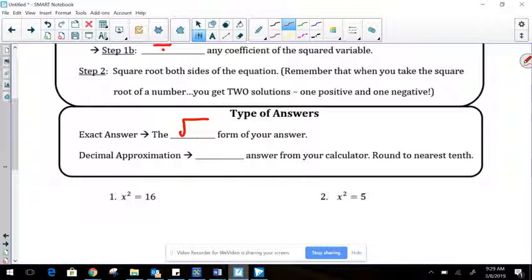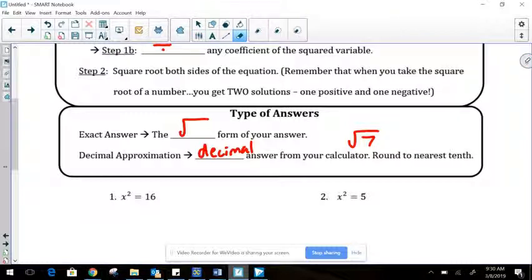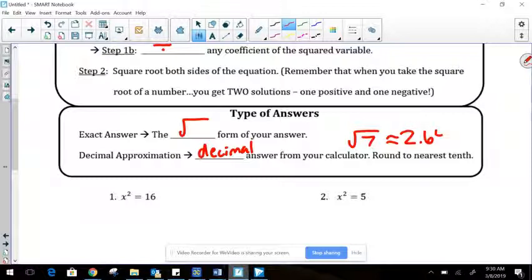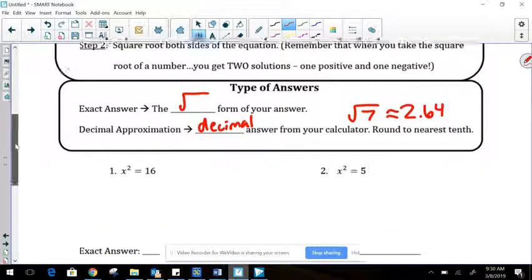The decimal approximation is obviously the decimal answer from your calculator. So for example, you would type in like second square root of 7, and that's approximately, we use those squiggle marks. That's approximately whatever it is. Second square root of 7 would be 2.64. Okay. All right. So let's start with a couple here.